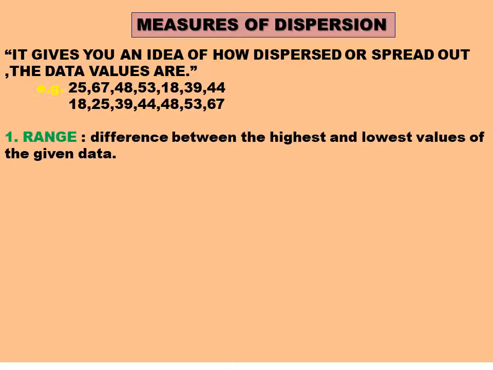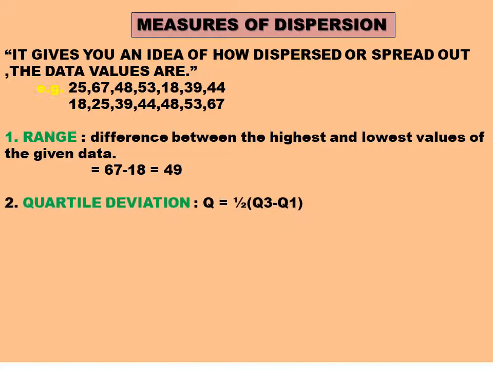Range, as the name tells you, means the difference between the highest and the lowest values of the given data. You have to find the maximum number and the minimum number and subtract them. The maximum number in this data is 67 and the minimum number is 18. Subtracting both, you get the range, 49.